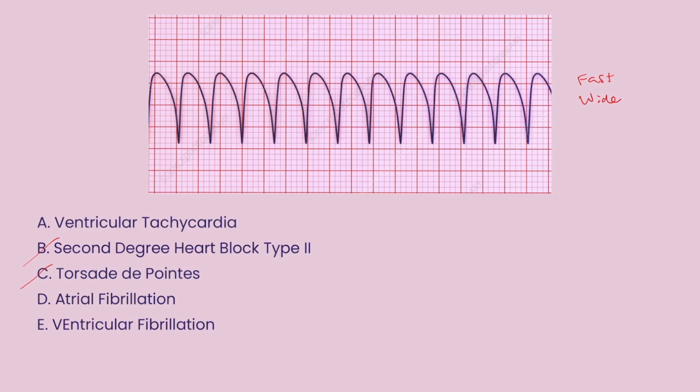Atrial fibrillation, we don't have a chaotic waveform. This also doesn't have a P wave, but we don't have that chaotic waveform that we would expect to see in AFib. And our ventricular fibrillation would also be chaotic. Okay, so it's not that. Our answer is ventricular tachycardia.